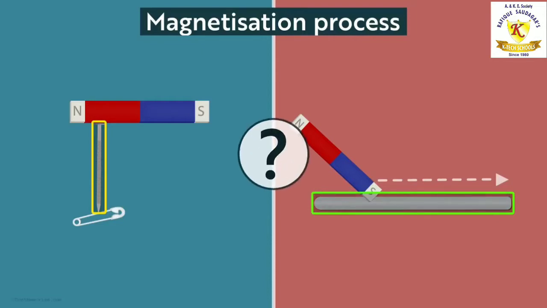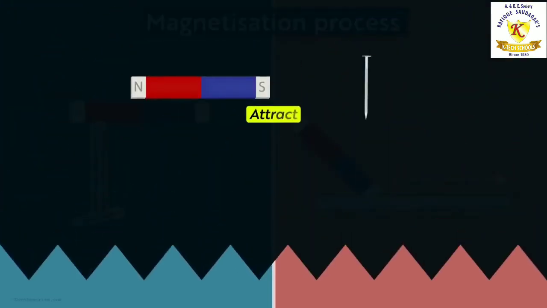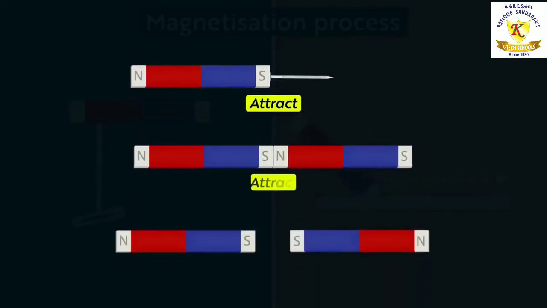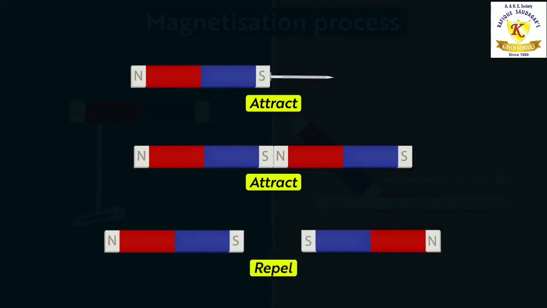What do we know about magnets? Yes, we know that magnets attract magnetic objects like iron, or repel other magnets. Do you know what this property is called? This property of a magnet to attract or repel is called magnetism.